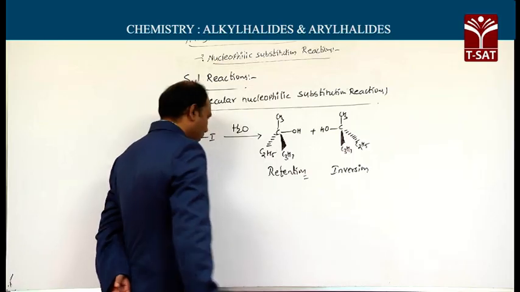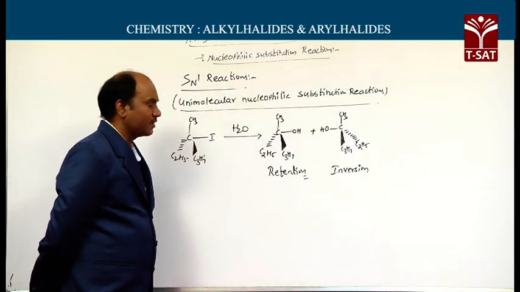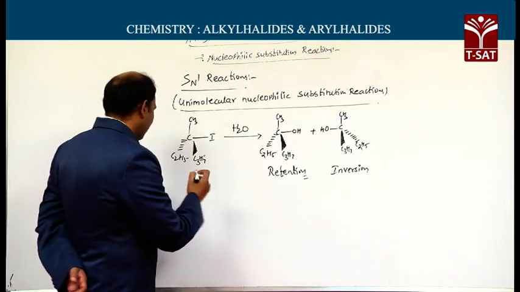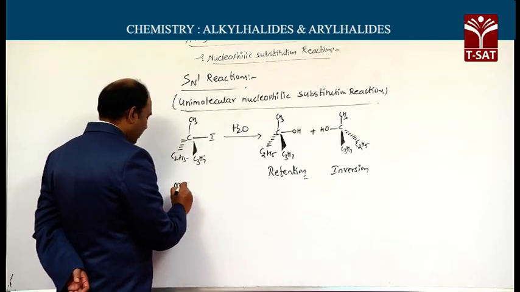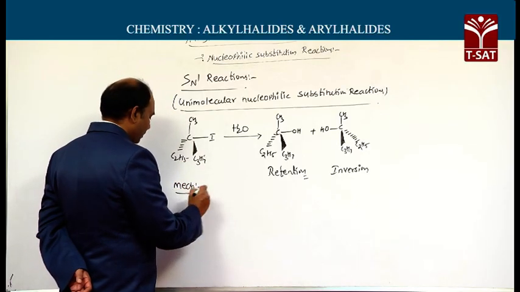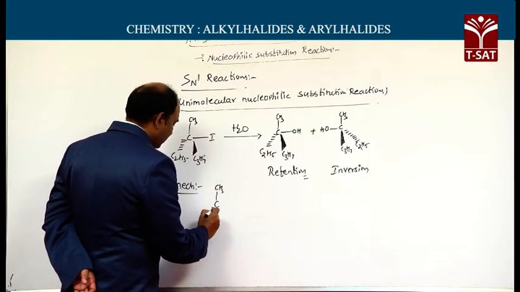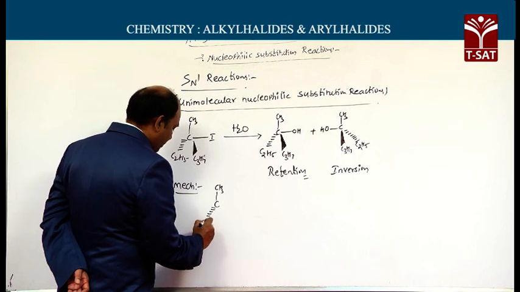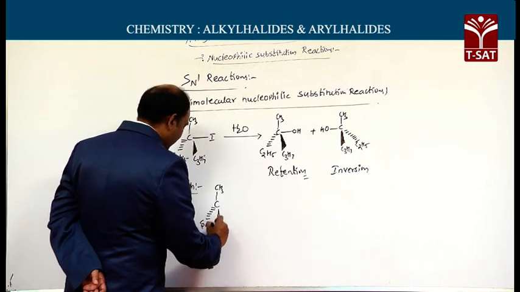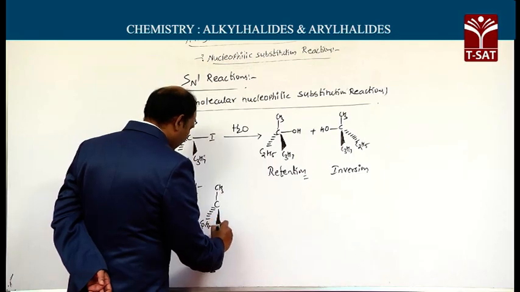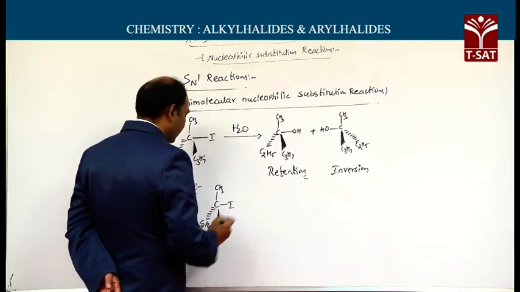Here we have two products. In this one we got two products: one is a retention product, another one is an inversion product. So let us discuss the mechanism, how this reaction takes place. First of all, this is CH3, this is C2H5, this is C3H7, and this is iodine.